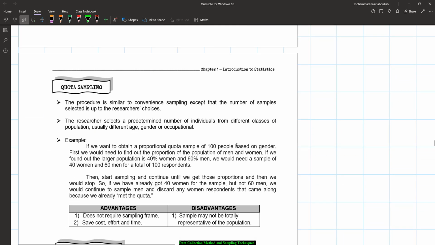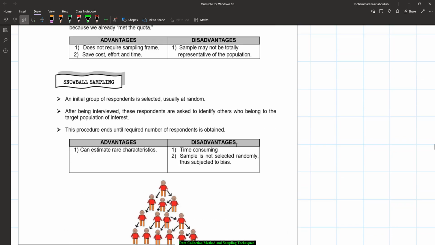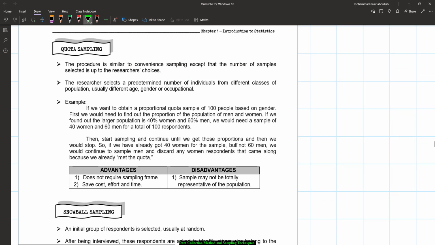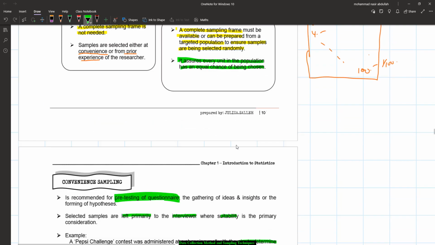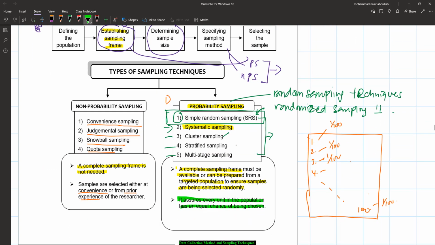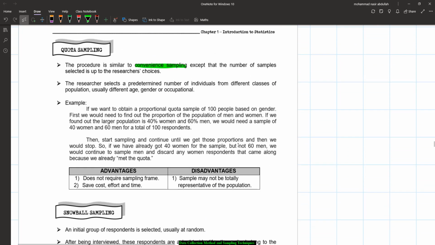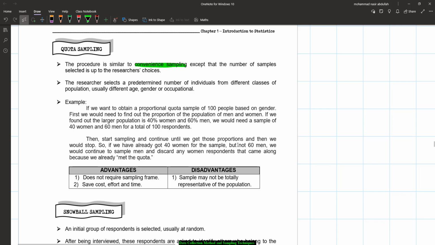Right, so quota sampling technique, right? Quota sampling technique is a procedure similar to convenience, right? We still apply the convenience method, right? So kalau kita tengok dalam probabilistic sampling techniques, the fundamental technique is simple random sampling. But for non-probabilistic sampling techniques, the fundamental is convenience sampling, right? Convenience means suka hati you duduk depan, you distribute, right? So the procedure is similar to convenience, except the number of samples is selected up to the researcher's choice.